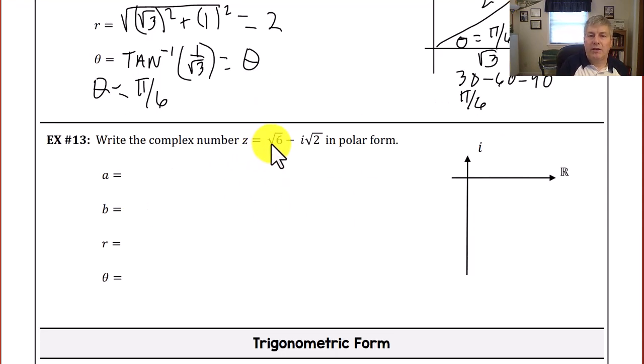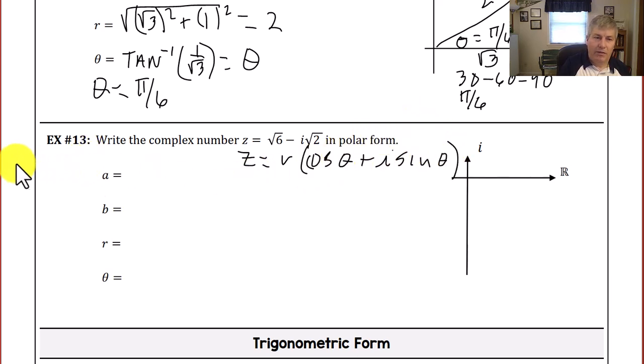In example 13, we're given the square root of 6 minus i over the square root of 2. We were asked to write that in polar form. So again, we're trying to find z equals r cosine of theta plus i sine of theta. So we need both r and theta. I'll write that over here in the left margin. That's what we need, so we can fill in our final form.